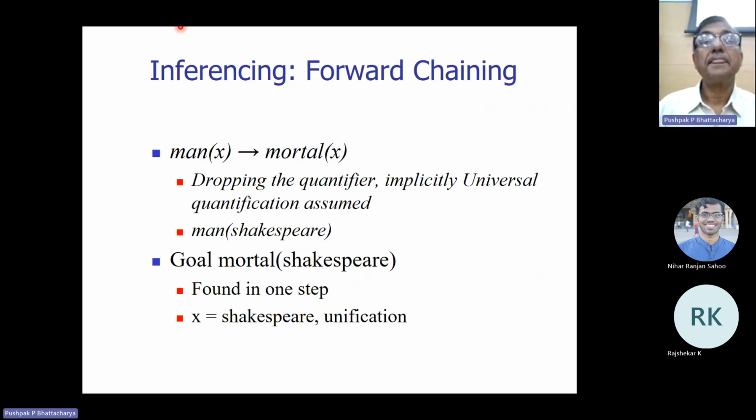So when we use predicate calculus and do inferencing, the forward chaining goes as follows. Suppose it is given all men are mortal and man Shakespeare. Then we match man Shakespeare with man X. In this process, X gets instantiated to Shakespeare, and the right-hand side is rewritten as mortal Shakespeare. So we find the conclusion in one step.